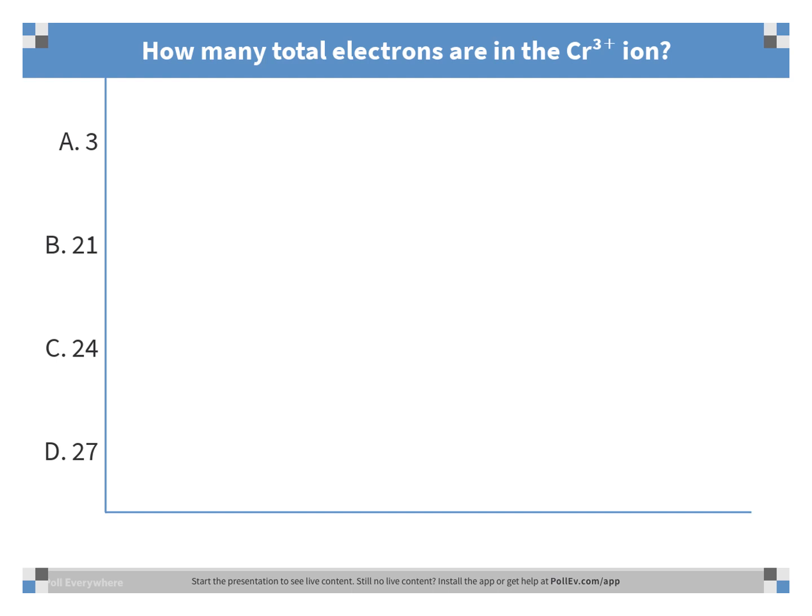The correct answer is B, 21. We would use the periodic table to find that there are 24 electrons in a neutral chromium atom. And then we would subtract 3 electrons, since there is a +3 charge, to find that there are 21 electrons in the chromium 3+ ion.